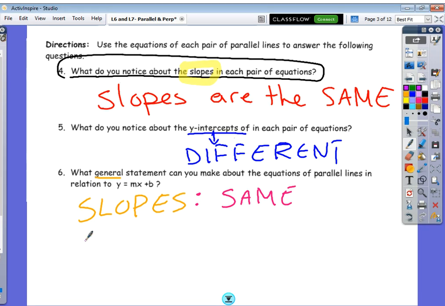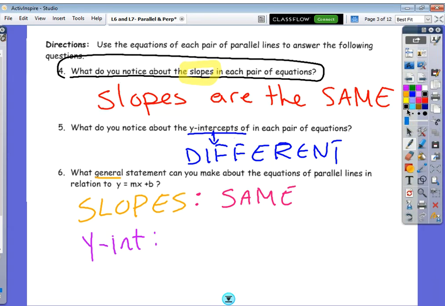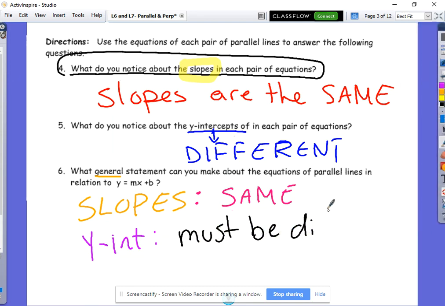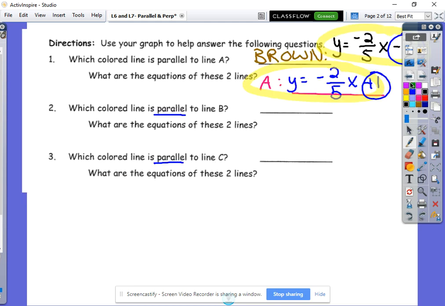Our second observation is the y-intercepts. The y-intercepts cannot be the same. They must be different, okay? Think about that for a second. If your slopes and your y-intercepts are the same, then you just have the same exact line, and it's not two different lines. It's the exact same line. So our general point here is that our slopes are going to be the same, but our y-intercepts are definitely going to be different.